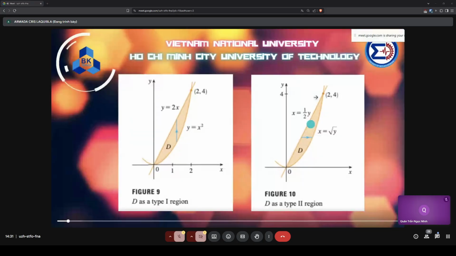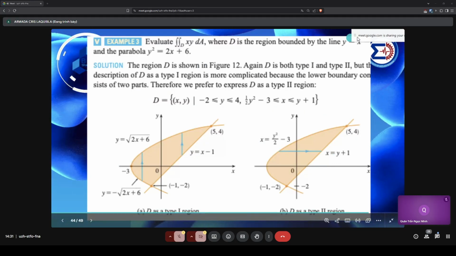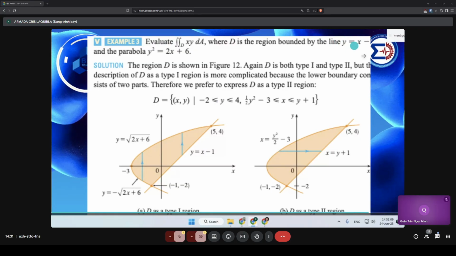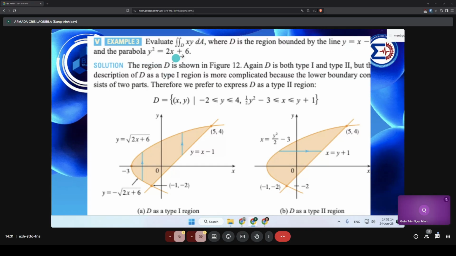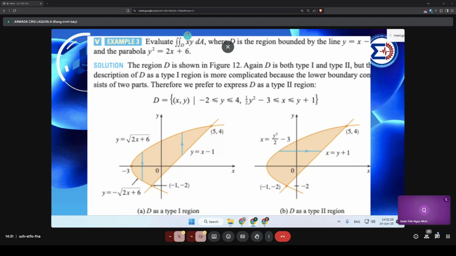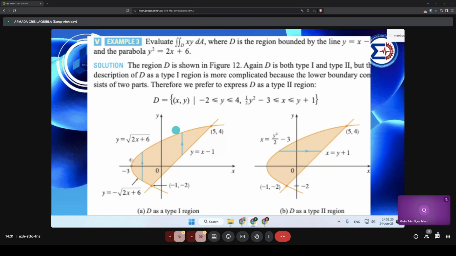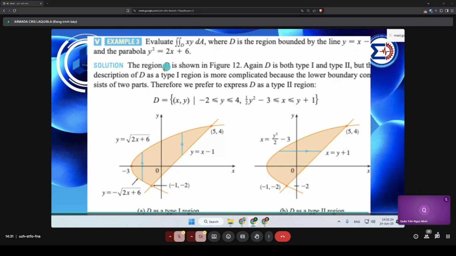Okay, next. Okay, look at here. The y here is equal to x minus 1, and we have a y squared is equal to 2x plus 6. This is double integral of your xy dA, where D is the region. This is now your region D. Okay, bounded by the two equations.